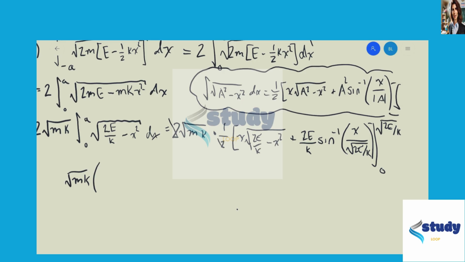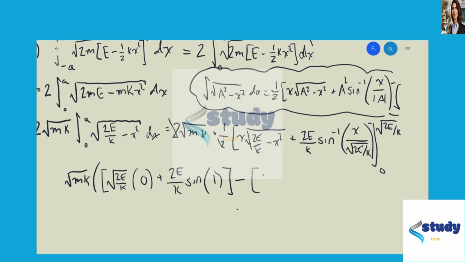And we will obtain the difference between x, which is now square root 2e over k, times the quantity of 2e over k minus 2e over k, which is 0, plus 2e over k times the inverse sine of the square root of 2e over k divided by the square root of 2e over k, which is 1. Now we take that minus. Remember, this is just a standard plugging in the bounds of an integral in calculus.